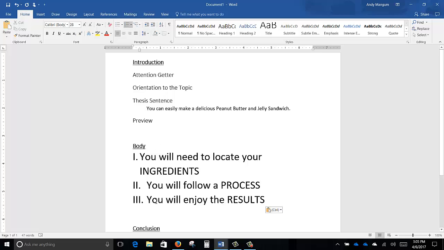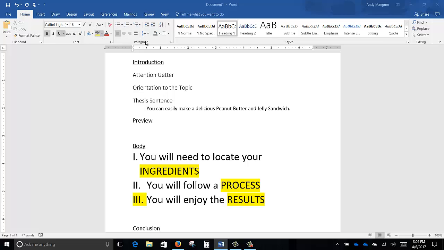But notice now that you have three main points, you are prepared to write your preview. The preview is a statement that tells your audience what your main points are going to be and in the order that you're going to give them. It tells them what they're going to be hearing using the key words out of your main points. So notice I have indicated the key words: ingredients, process, and results. Those key words are going to show up three times at least in the course of my speech.